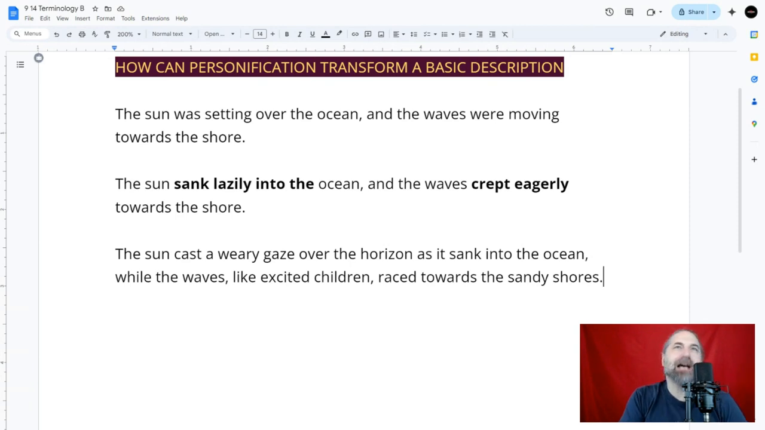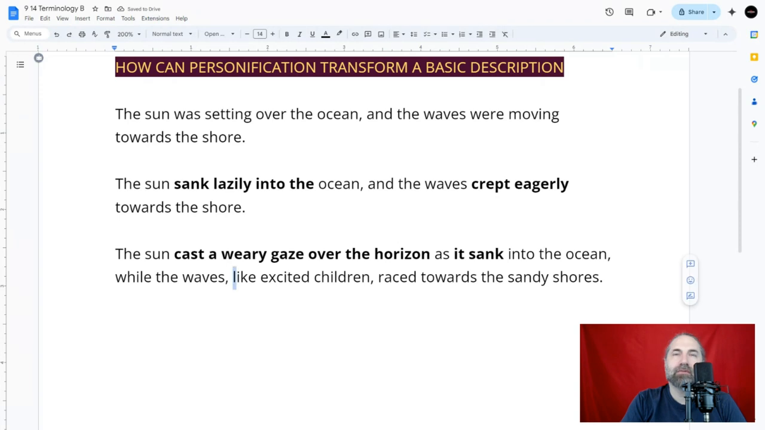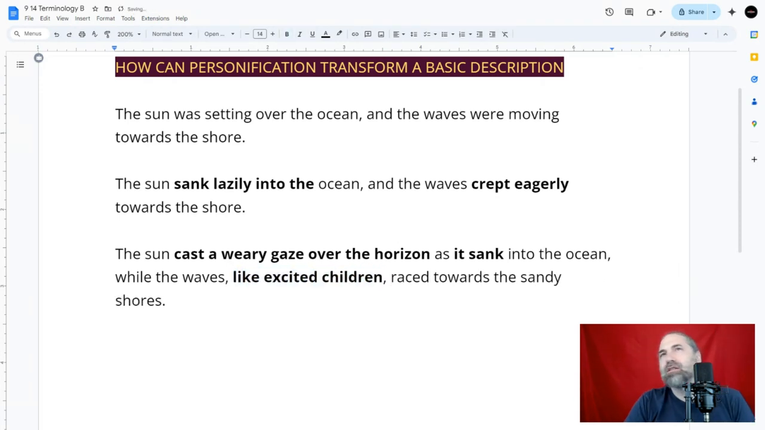What does this say? The sun cast a weary gaze over the horizon. Okay, so now we're getting a little crazy, right? We're adding a little bit, but we're also trying to make it a little pretty. So the sun cast a weary gaze over the horizon as it sank into the ocean, while the waves, like excited children, raced towards the sandy shores. I like that. So we're giving life to the sun, the waves, and the shores, right? Can we get crazier, though? Let's add some sensory details or something.